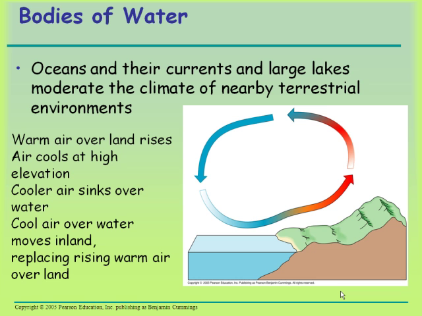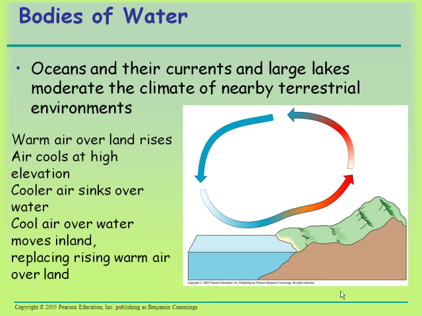Bodies of water. Oceans and their currents and large lakes moderate the climate of nearby terrestrial environments, such as in the Atlantic Ocean with the Gulf Stream heading north off the coast of North Carolina. It's a warm current, and it keeps the British Isles from freezing. There are even palm trees that grow on parts of the British Isles. So it's very warm water. Conversely, in the Pacific Ocean, it's cold water that is moving up the Humboldt current. So the Pacific Ocean is colder.